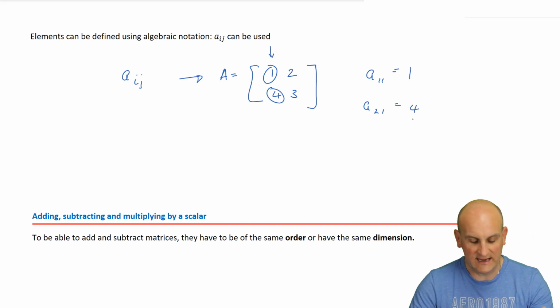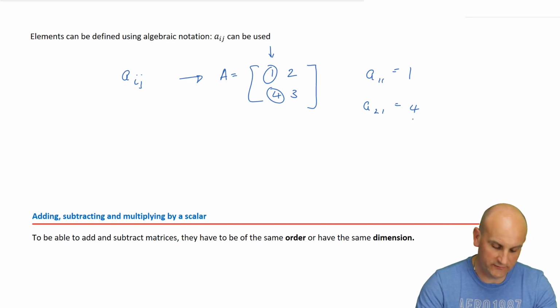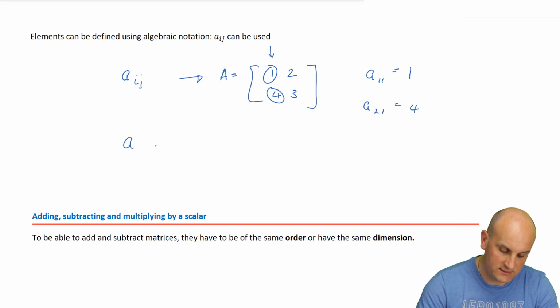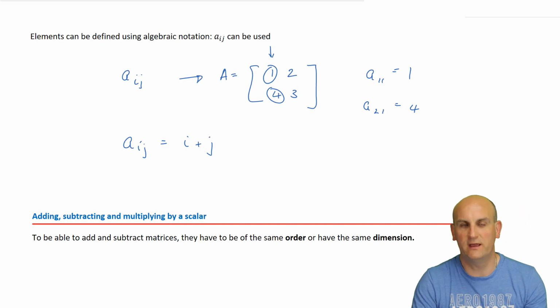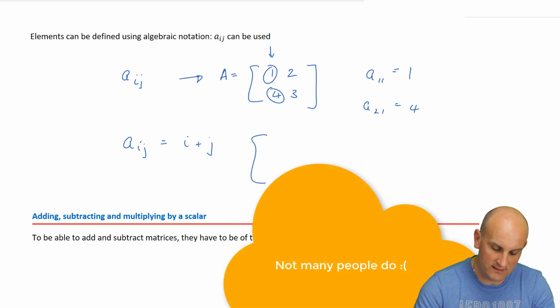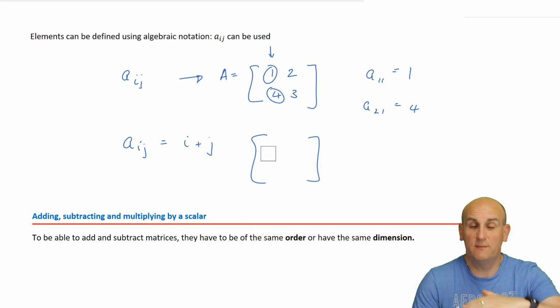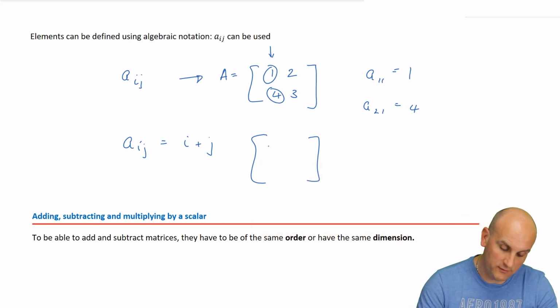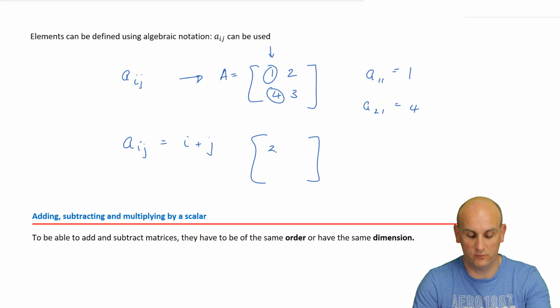Now, bizarrely, they can actually give you rules to all of this to say that Aij is equal to i plus j. Now, lots of people look at that and go, I have no idea what you're talking about. But in that situation, if I had this matrix here, because I've got my first row and my first column, that number there would be 2 because 1 plus 1.